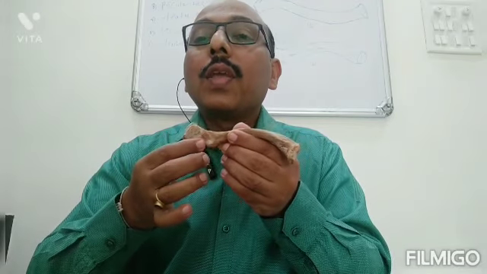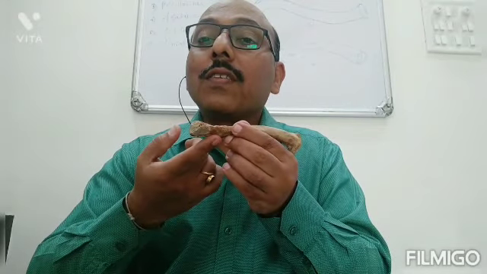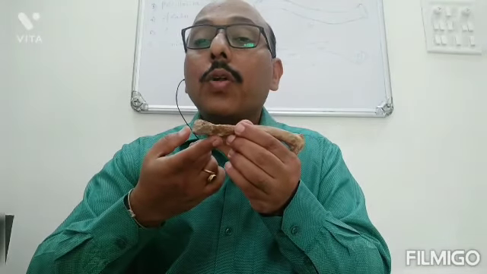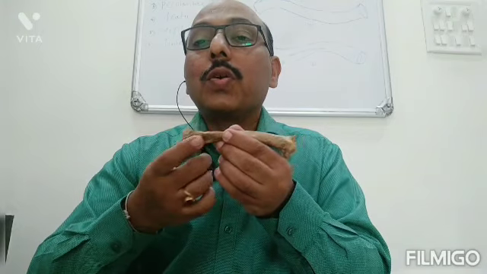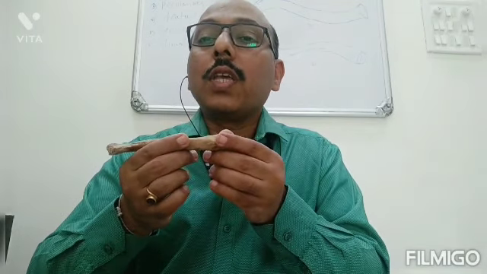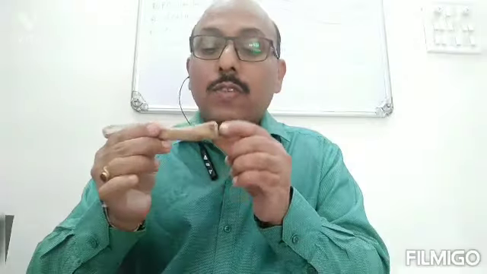Which part of the coracoclavicular ligament? Conoid part and trapezoid part respectively. Okay, so the coracoclavicular ligament is attached to the inferior surface. Which part? Conoid tubercle and trapezoid ridge. Okay, so in this way we have seen the attachments towards the medial end.